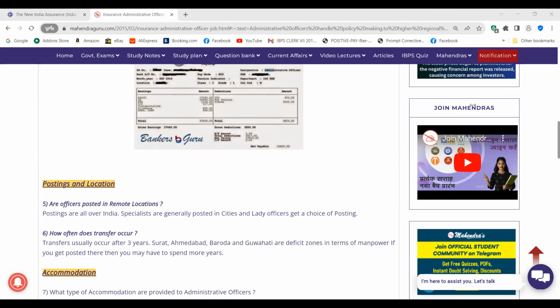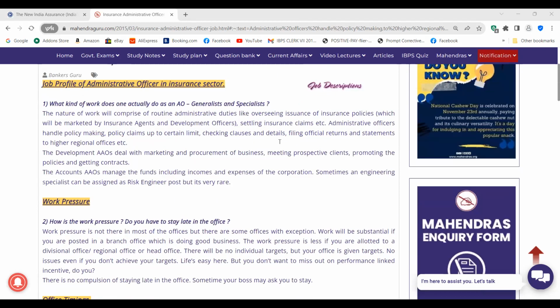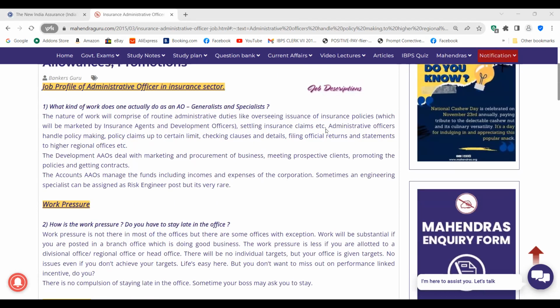Rishi, were you present, or who were all present when we were studying this? I think many of you were not present when we were studying this. So why don't you read it once again, Rishi? What kind of work does one actually do as an AO, generalist or specialist? Please read this.